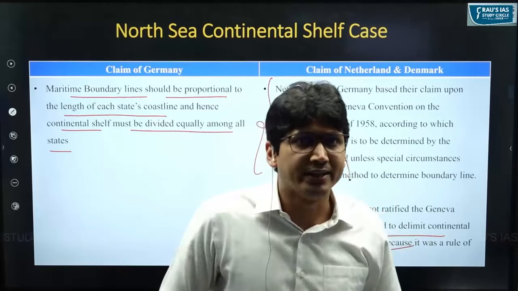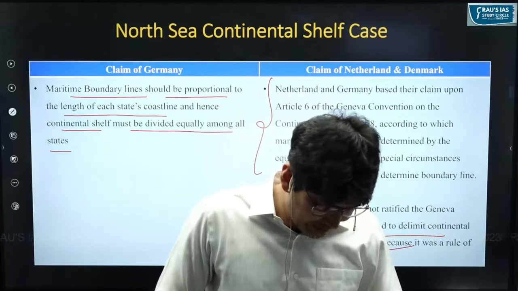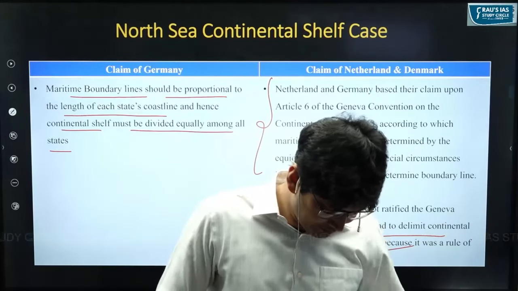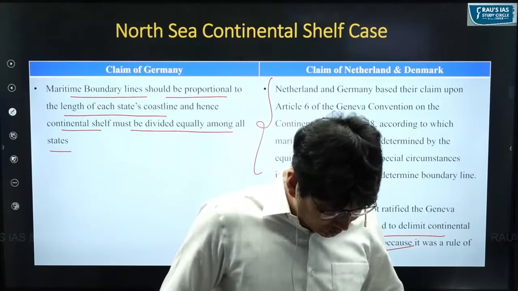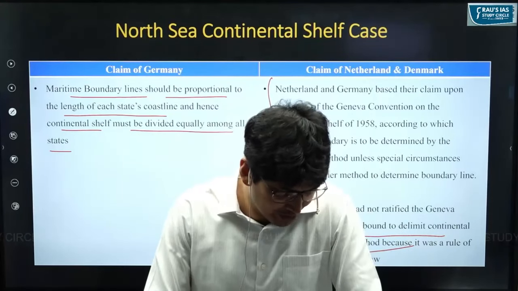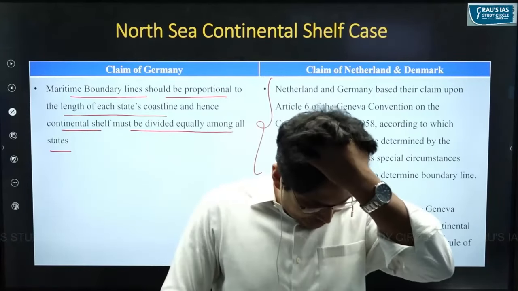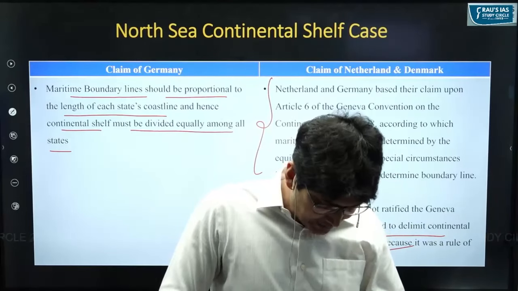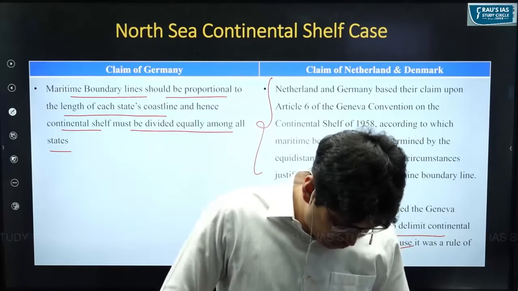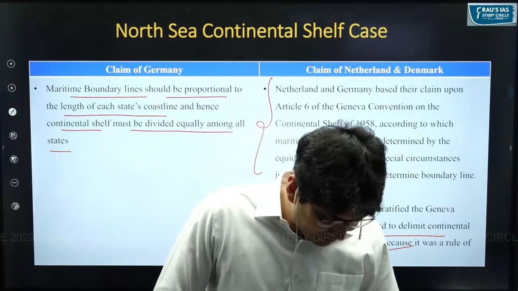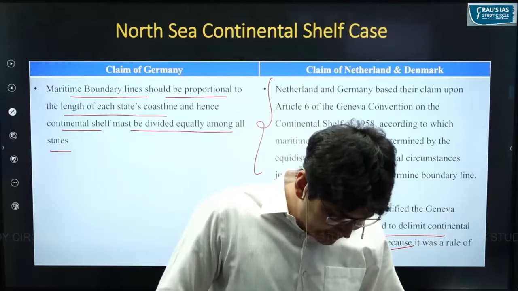On the aspect of duration, the court further held that the duration taken for a customary rule to emerge is not as important as widespread and representative participation, uniform usage, and the existence of an opinio juris.